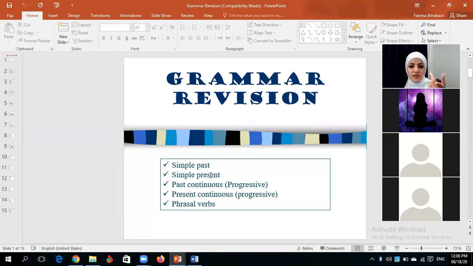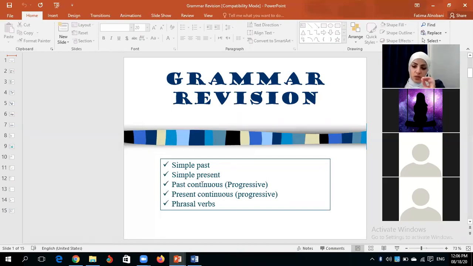We have the simple present. In the singular cases, we add s, es, or ies. It depends on the spelling of the word. In the plural, or with I or you, we don't put anything. We keep the verb as is.